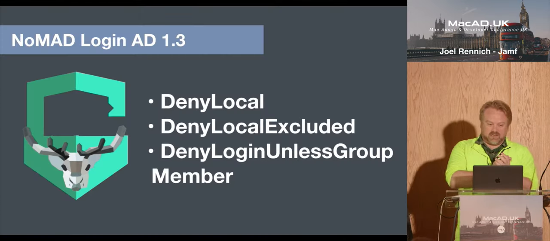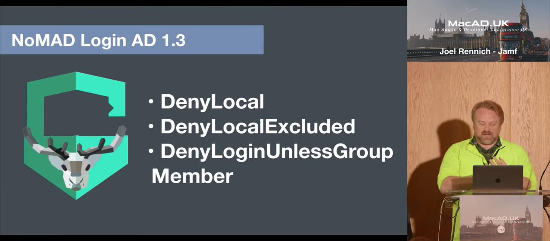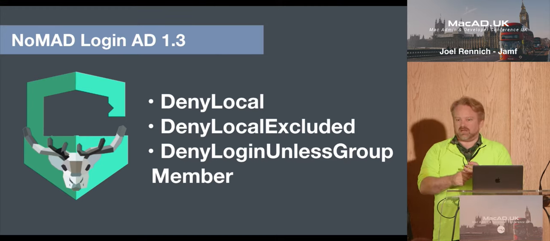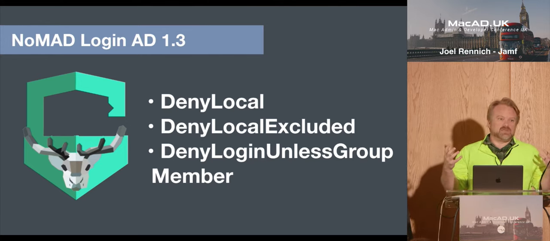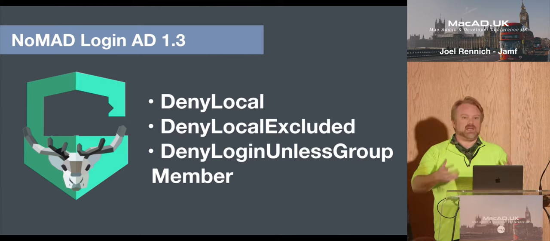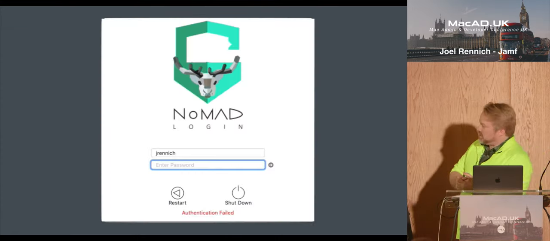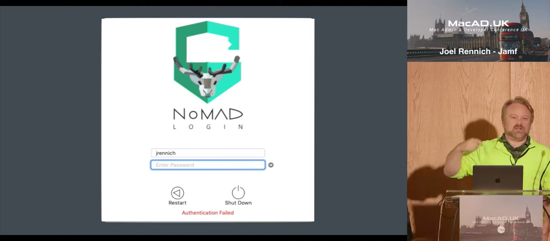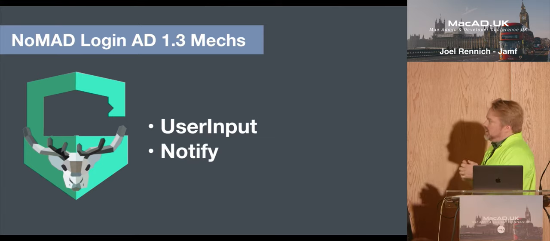But a couple of things. Neil, when he comes up, is going to be talking about Nomad Login AD 1.3. And within there, we've added a couple of cool new features, being able to deny local authentication, force everybody to authenticate to AD if you want them to. Some ways of excluding particular users. So if you want to allow some users to authenticate locally, perhaps your local IT admin account and things like that, you can still do that. We've got much better error messaging than we had before. So this is a screenshot. And if you look down at the bottom, you see some red text that says authentication fail. So now we've got a little more feedback for the user.